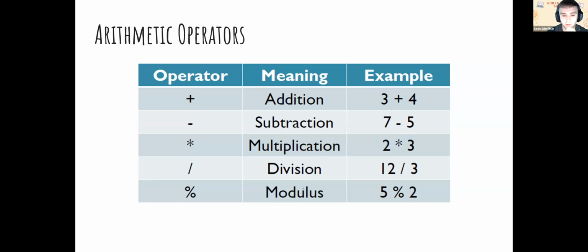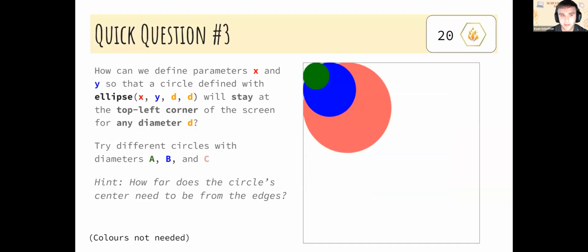Modulus is just remainder. So if you were to do 5 modulus 2, what's the remainder value that you have left over when you do 5 divided by 2? Does anyone know? 1, exactly, right? So that can be really handy if you're, say, trying to find all the even numbers in a list, for example. So that's a nice thing about modulus. It always returns the remainder. Okay.